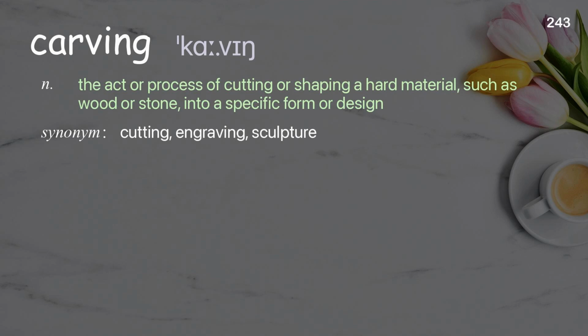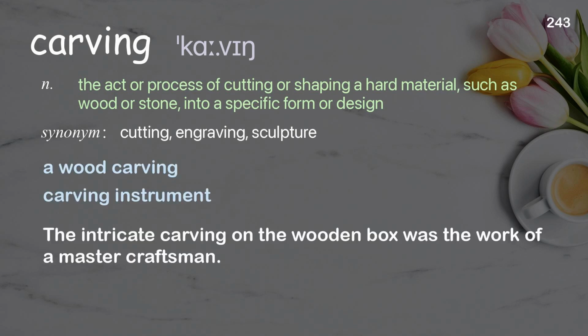Carving. The act or process of cutting or shaping a hard material, such as wood or stone, into a specific form or design. Examples: A wood carving. Carving instrument. The intricate carving on the wooden box was the work of a master craftsman.